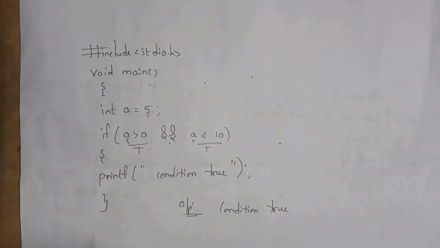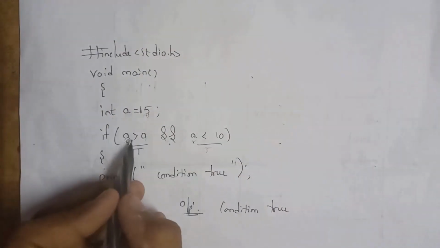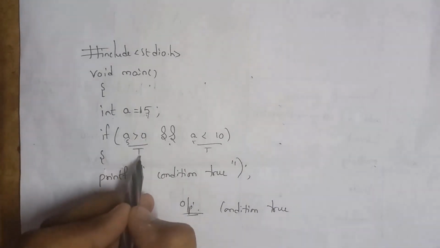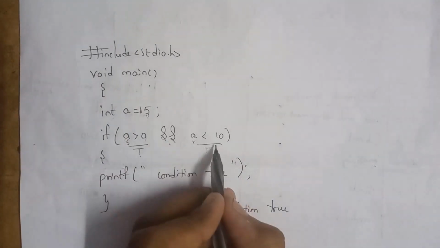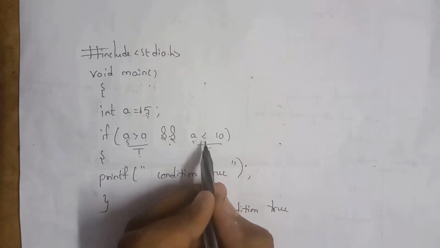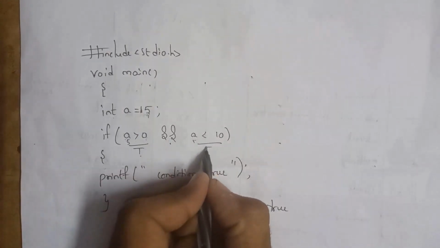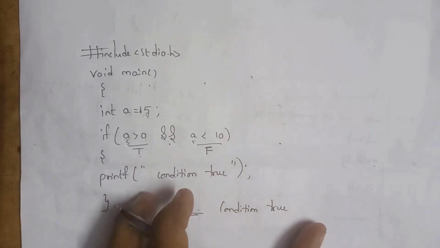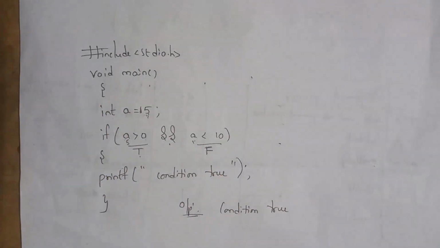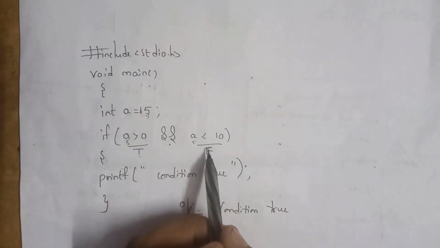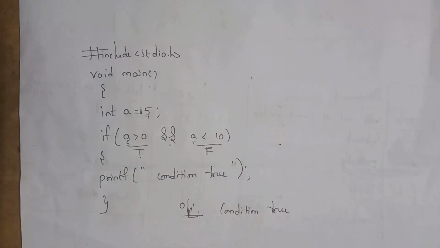For example, if I give the value as 15, this 15 is greater than 0. This condition is true, but this 15 is not less than 10. 15 is greater than 10, so this condition is false. If any single condition is false, then I will not get output. Here I will not get any output because a is 15, and 15 is not less than 10. This is the logical AND operator.